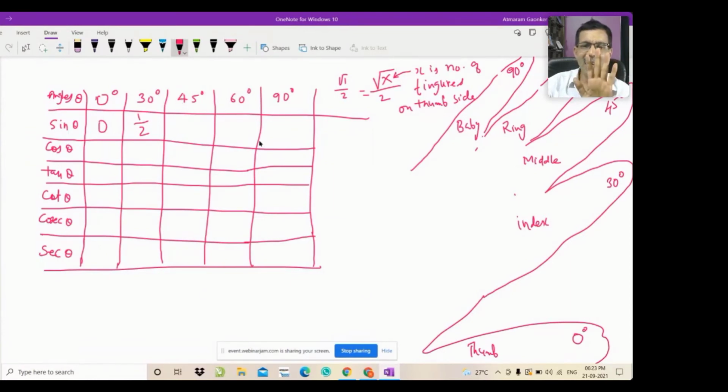And for that again you take your palm, and 45 degrees represents the middle finger, and so you bend your middle finger. When you bend your middle finger, how many fingers are there towards the thumb? Please type in the comment box.